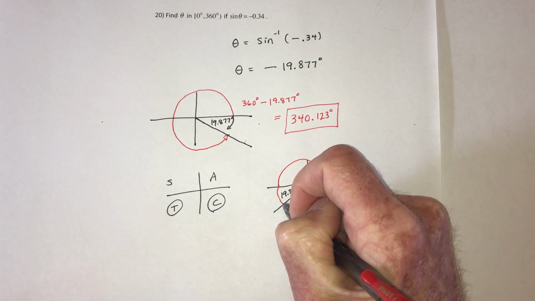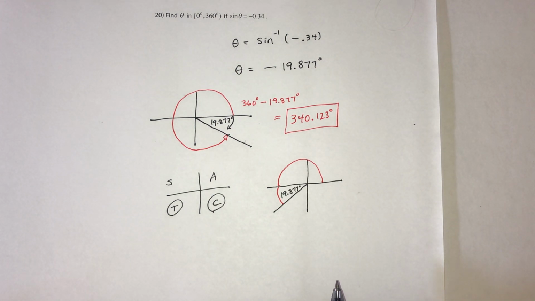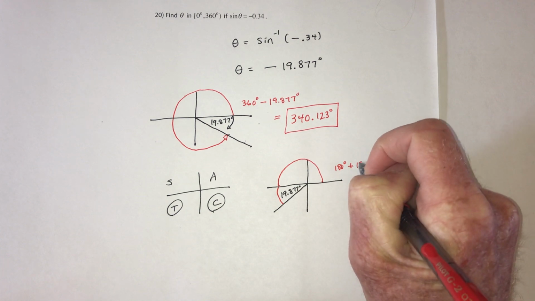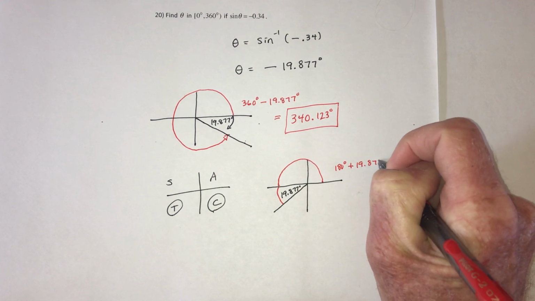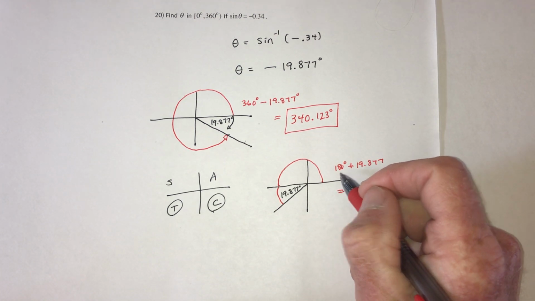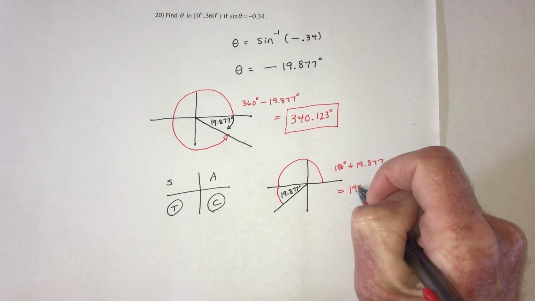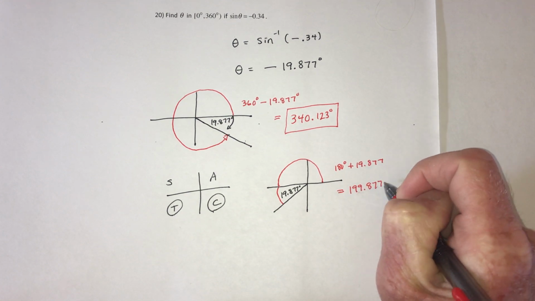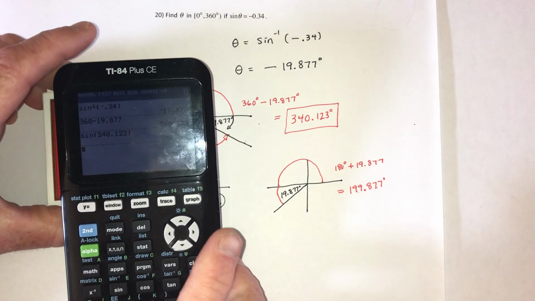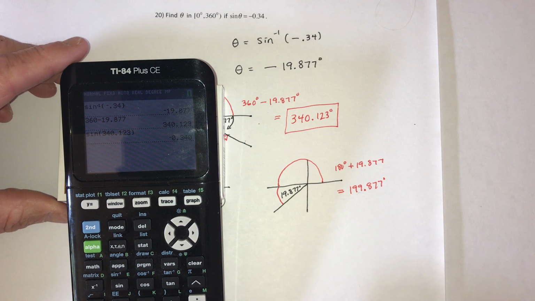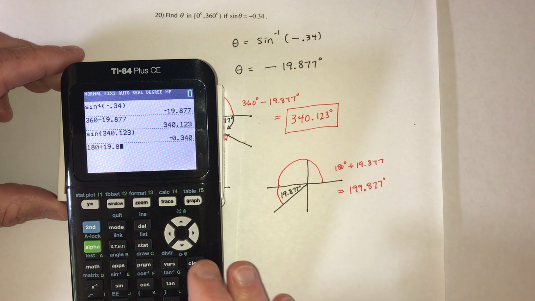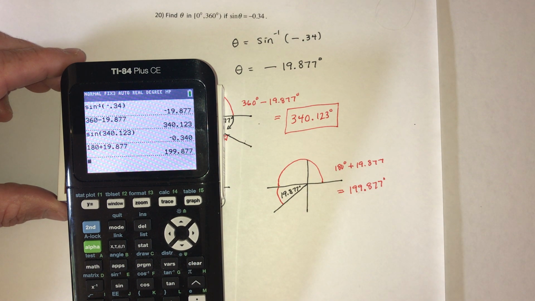Then go an extra 19.877. So in other words, this is 180 degrees plus an extra 19.877. And I could do that without a calculator, it's going to be 199.877. And of course, I should check and make sure. So one thing is, did I add them right? 180 plus 19.877. Okay, I did that part right.